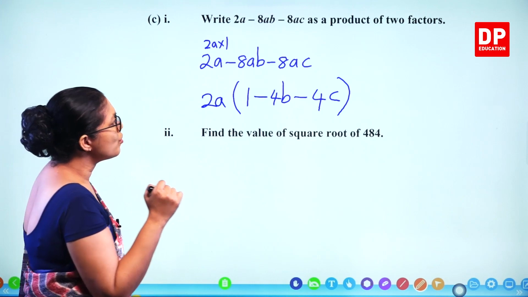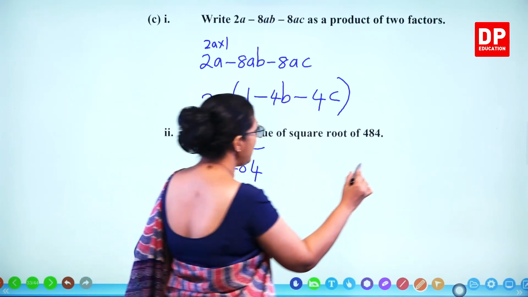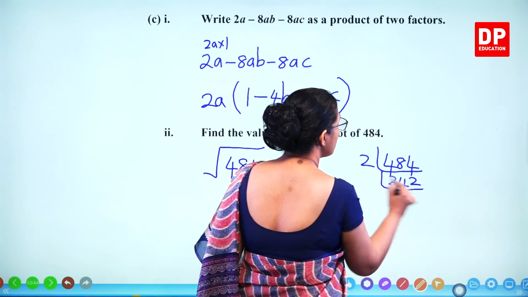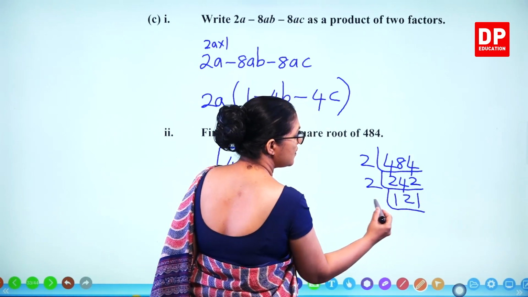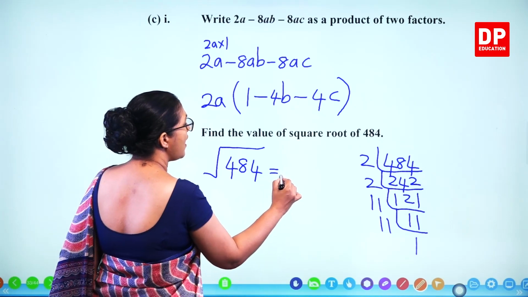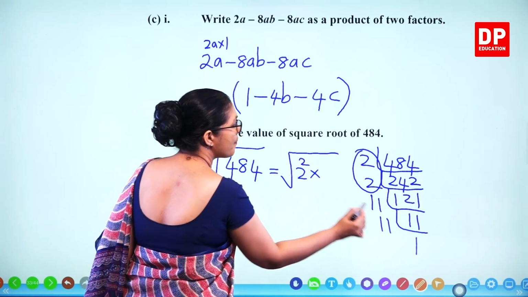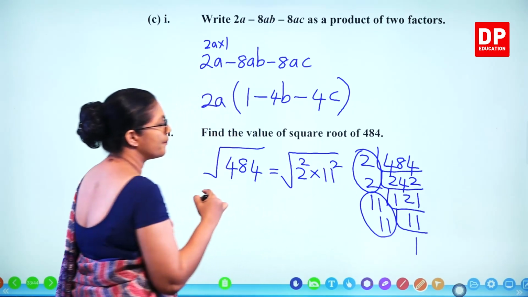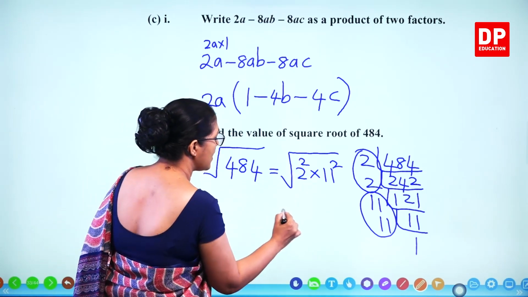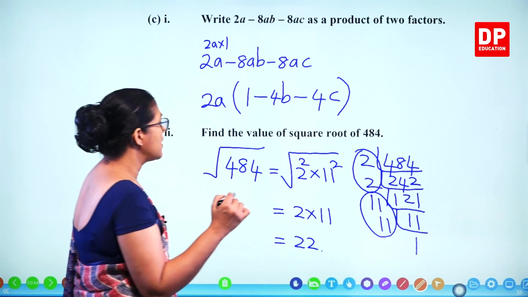Find the value of square root of 484. How you find out the square root? So we'll see what are the factors. Divide by 2. Divide by 2. This one you can divide by 11. 11 times 11. So you can write 484 as 2 to the power 2 and 11 to the power 2. So what is square root means? Power half. Power half and this power 2 get cancelled out and you get only 2 and 11. So the square root is 22.